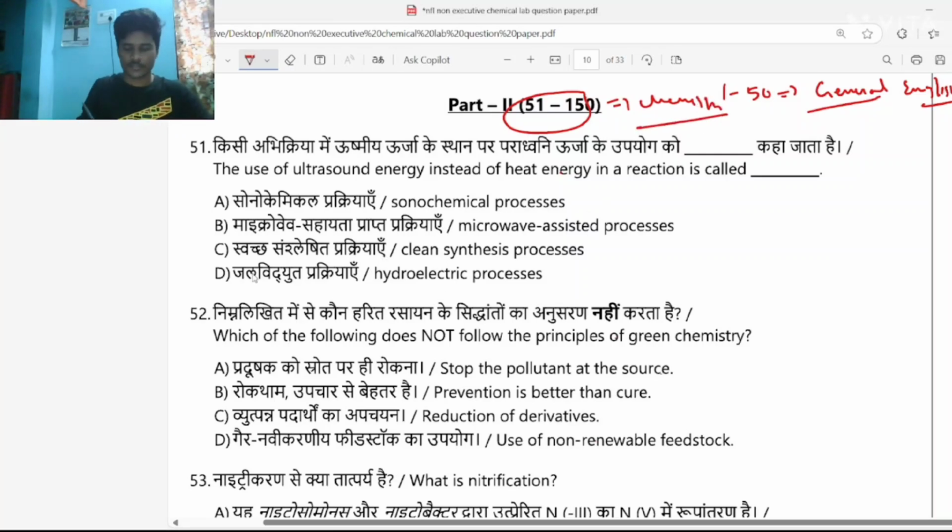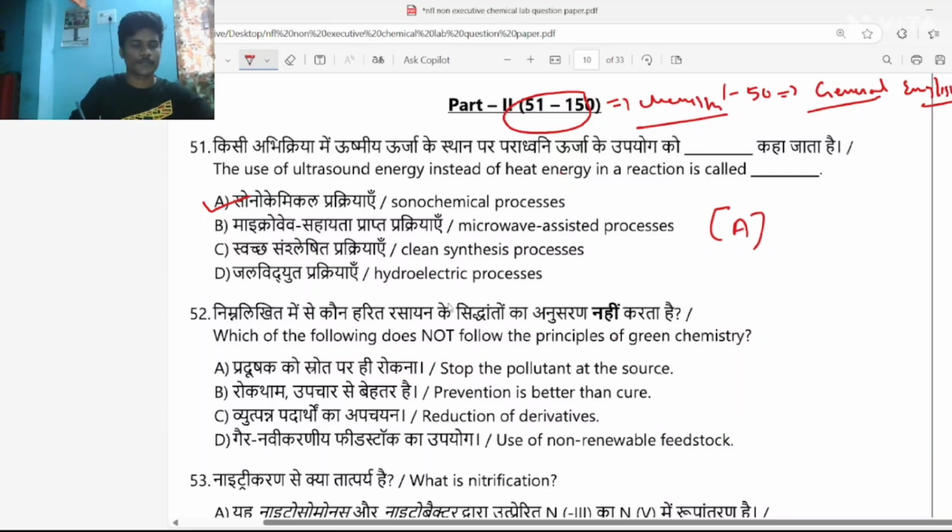The first question, 51: the use of ultrasound energy instead of heat energy in a reaction is called. Options are sonochemical process, microwave assisted process, clean synthesis process, and option D is hydroelectric process. The answer would be sonochemical process. Answer is option A.